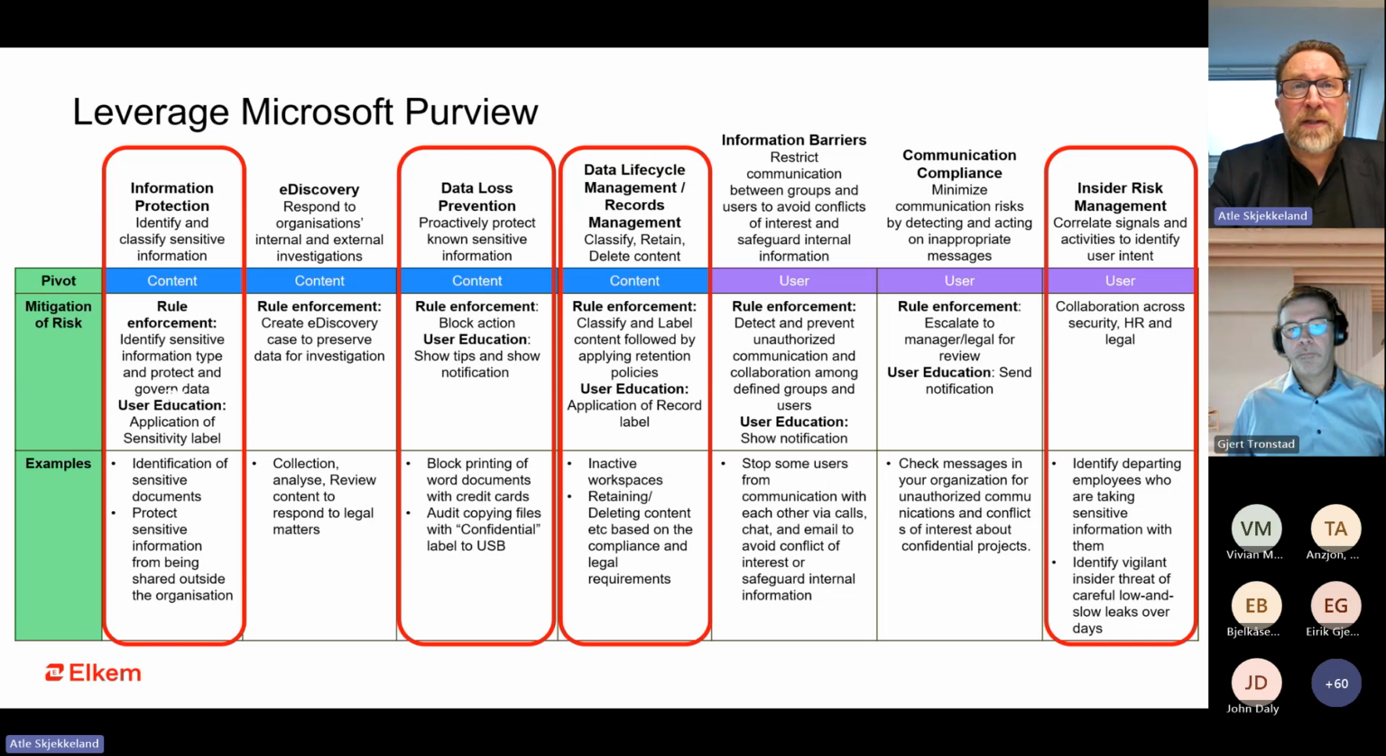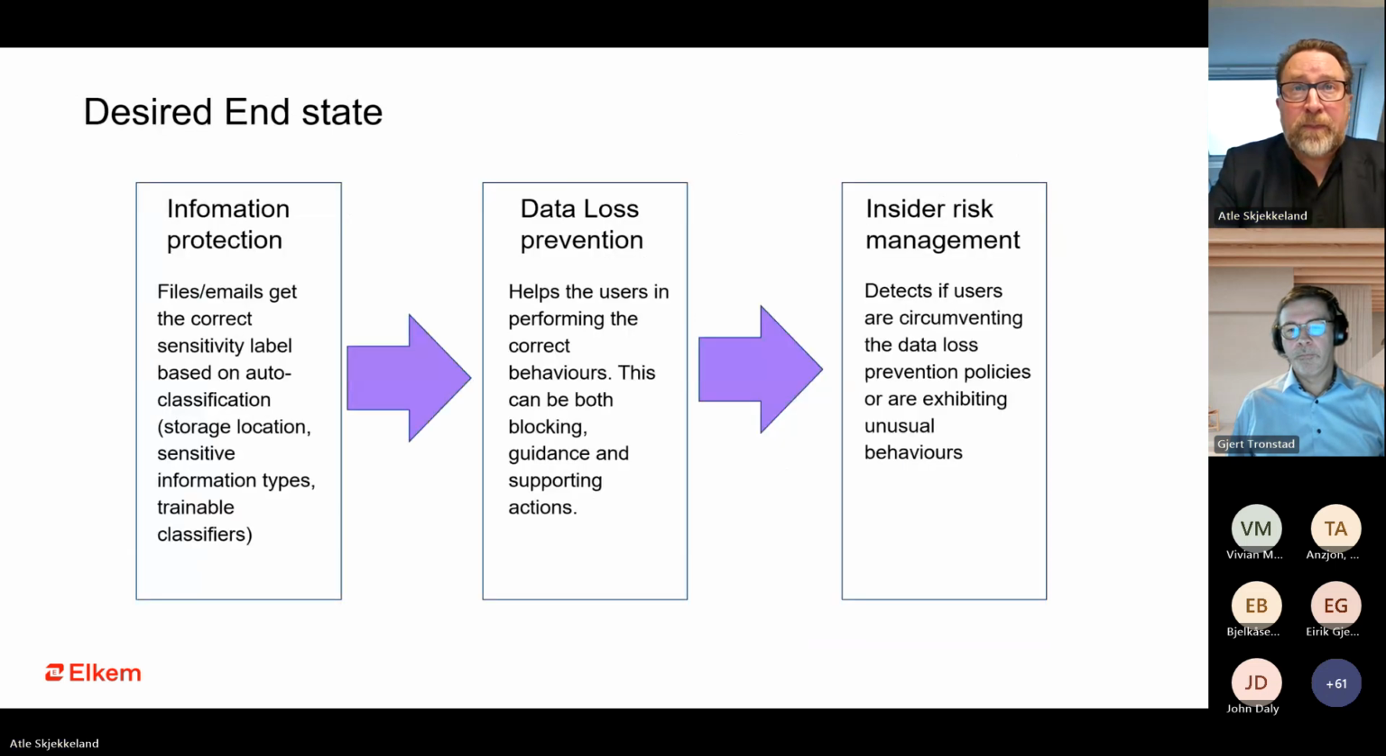It means that we don't look at these as standalone things; we look at how they fit together to better improve security and meet Gjert's objectives. So let me give you a couple of examples. One, information protection: files get the correct sensitivity level based on auto classification as much as possible, not manual, meaning that based on where you store it and based on the content, it gets classified, either automatically or with user interaction. Data loss prevention then helps to ensure that users do the right thing. This can be just a policy tip at the beginning, or it could be blocking, soft blocking, hard blocking, basically stopping things. And insider risk management then detects if a user is circumventing the data loss prevention policies or exhibiting unusual behaviors.